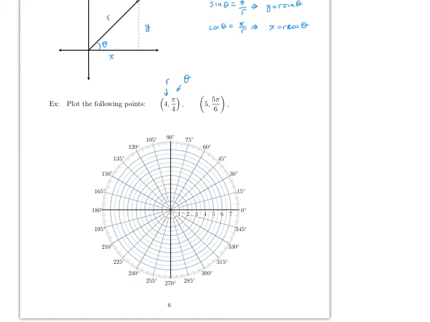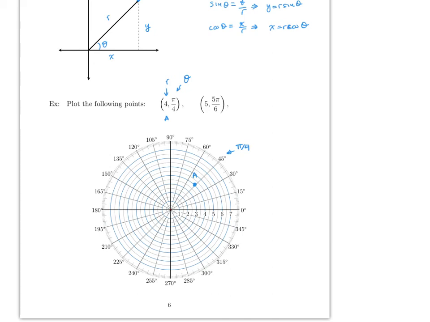So if you want to graph pi over 4 and r is 4, first go to pi over 4. Remember that pi over 4 is 45 degrees. So this is pi over 4, and then the radius is 4. So therefore this will be the first point. Let's call this A. So that will be point A.